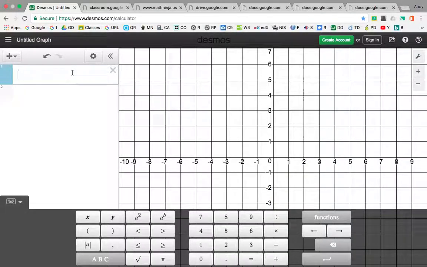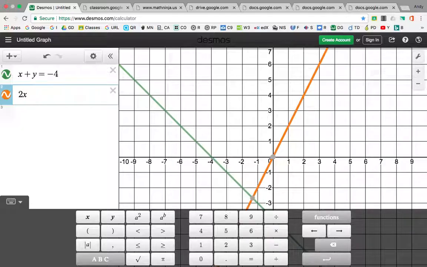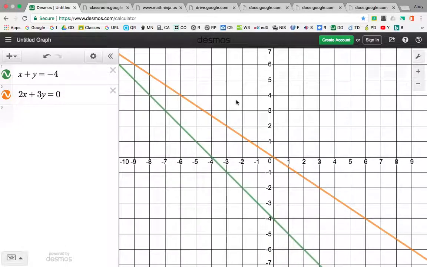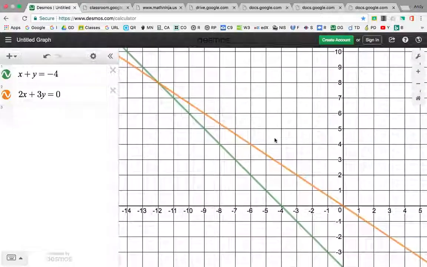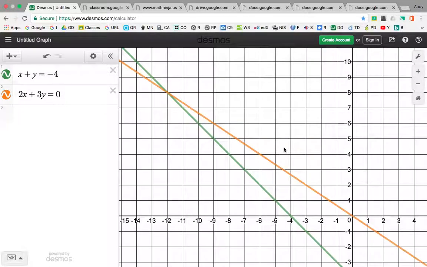Okay, my first line is x plus y equals negative 4. And the second line in the system is 2x plus 3y equals 0. Now I can see that these lines are not parallel, so they will cross, but the problem is they're off the screen. So one way to find the solution is to drag the window with your mouse in the white space or with your finger on a touchscreen and make the solution visible.